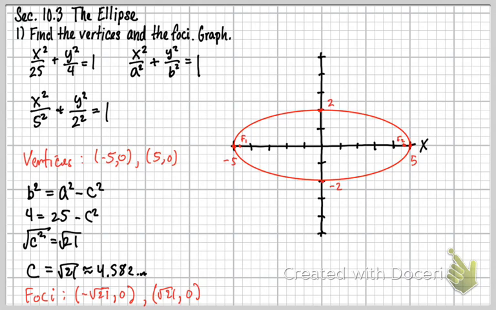And is there anything else that we're forgetting? So it says find the vertices and the foci and graph. And that's what we did for all three of these. So it looks like we're done. We finished the problem.